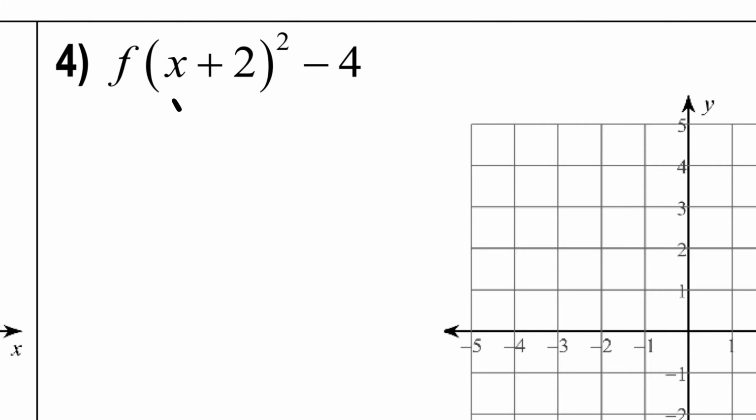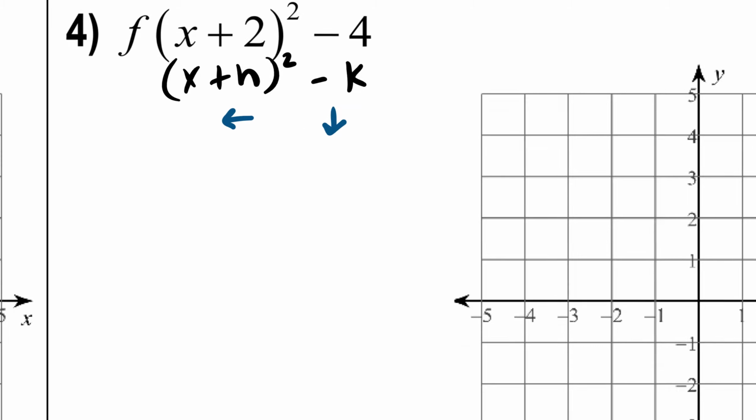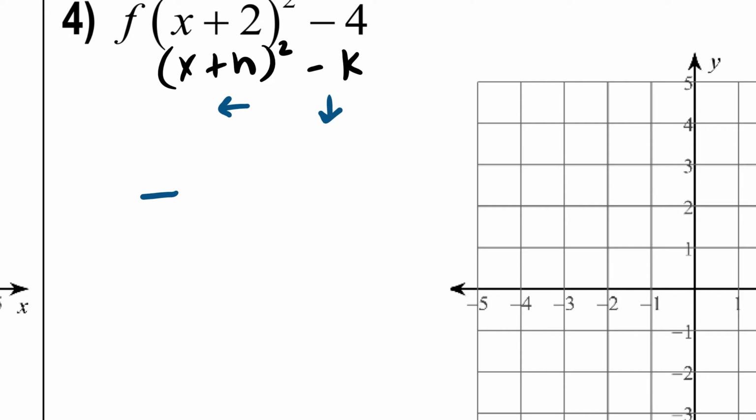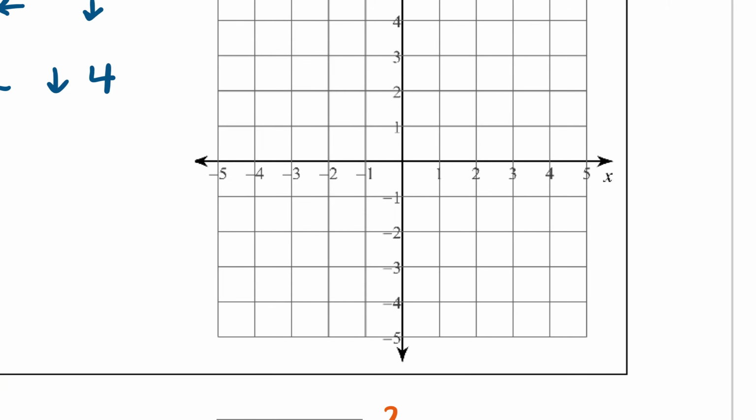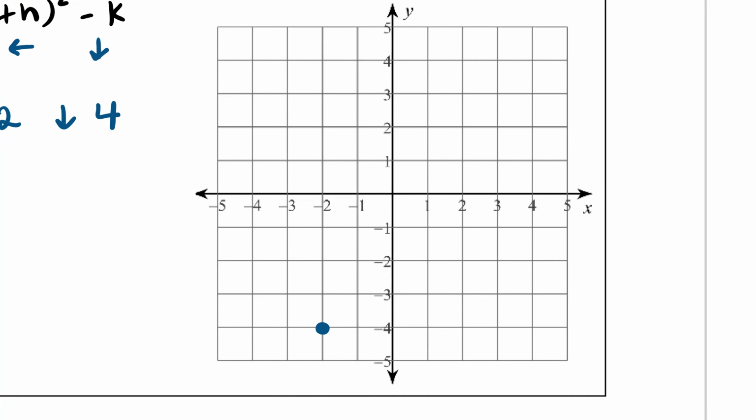Alright, the next one we have x plus h and minus k. So of course we know that plus h is to the left, minus k is down. So I'm going to go left 2, down 4. Okay, so again, you start from the center. I'm going to go left 2, down 1, 2, 3, 4. So there's my center, my vertex, my starting point, whatever you want to call it.